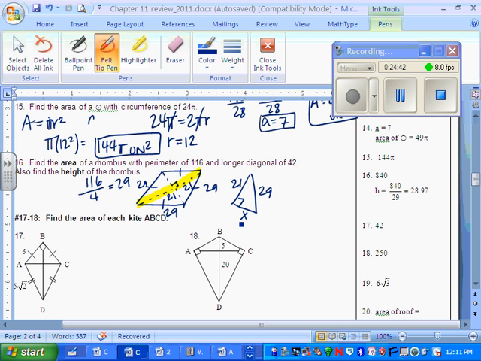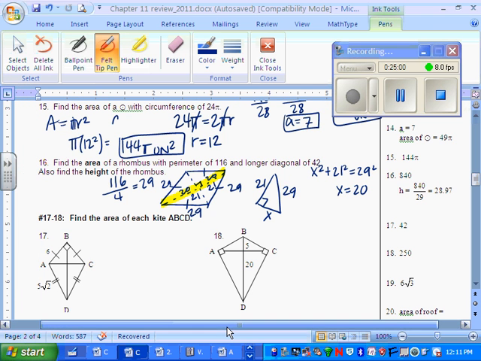Looking at my triangle, I know that one side is 29, that's the hypotenuse, the other side is 21. I'm looking for x. I can do the Pythagorean theorem: x squared plus 21 squared equals 29 squared. Solve for x. I believe we get 20. So 20 is going to be each side here.